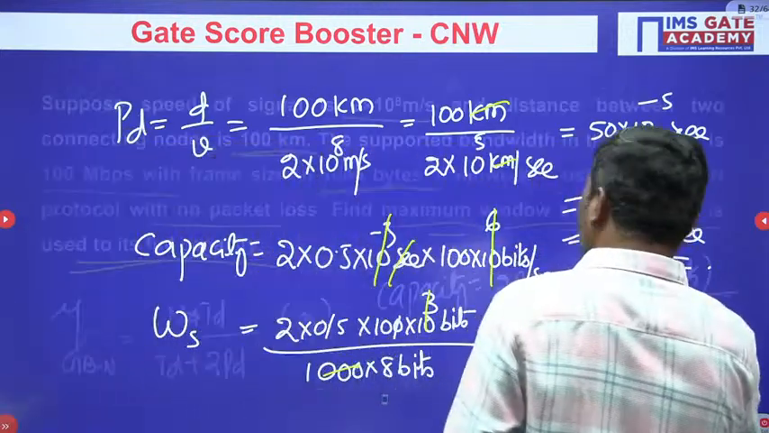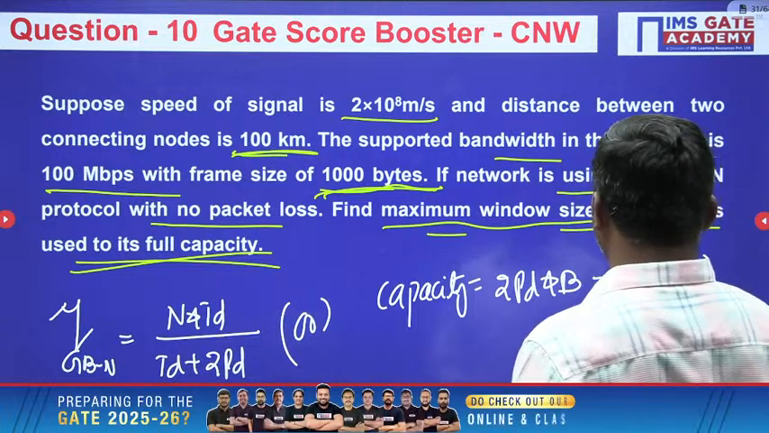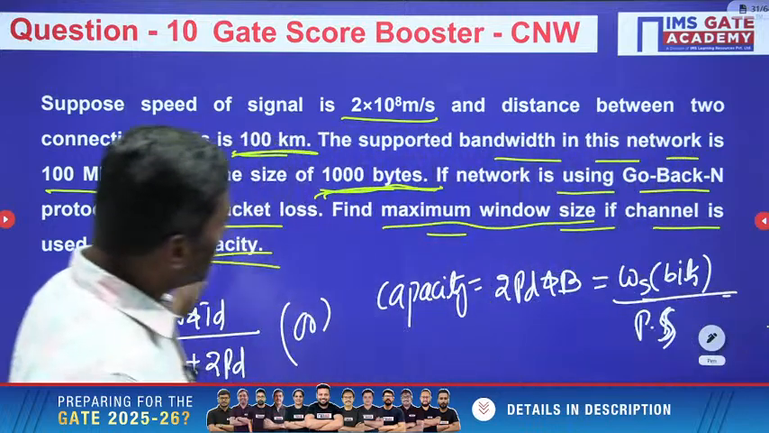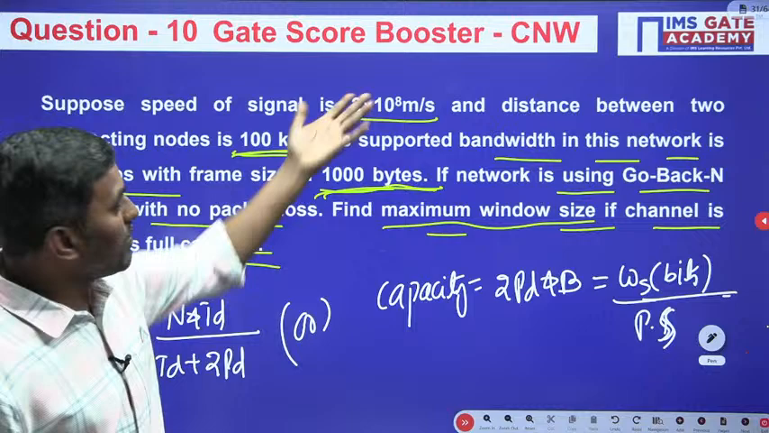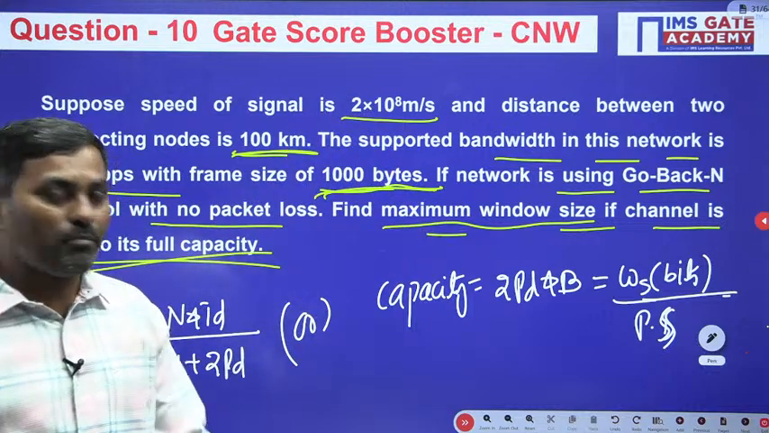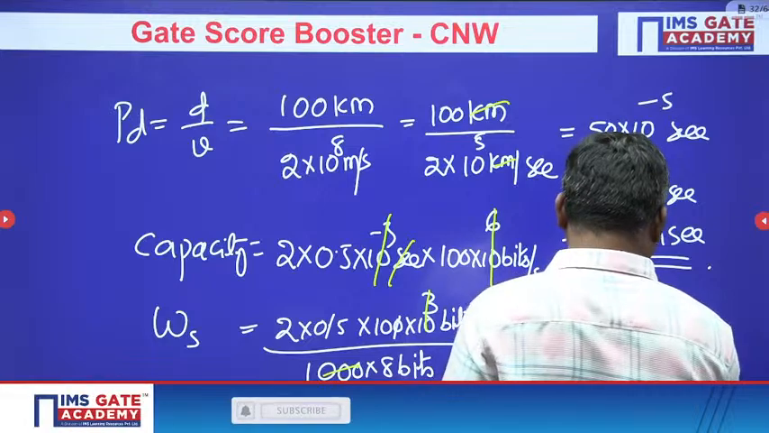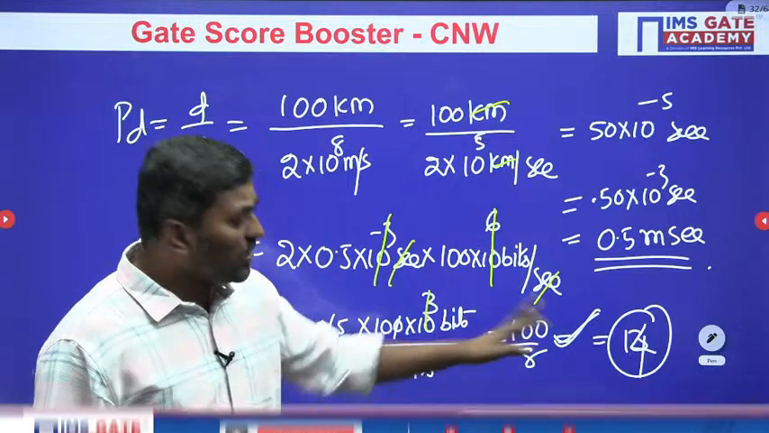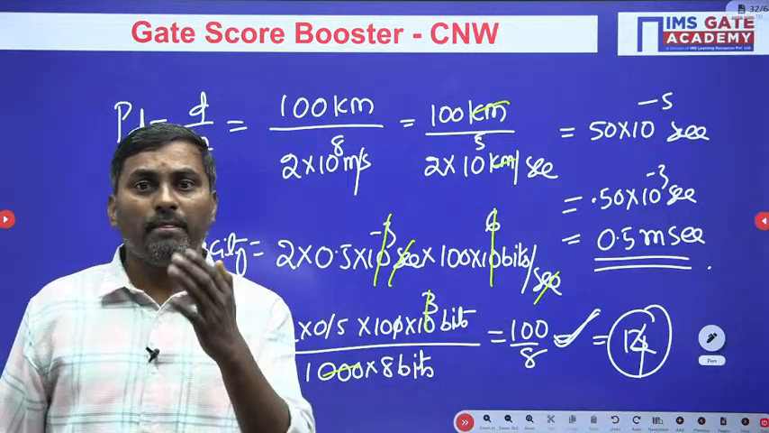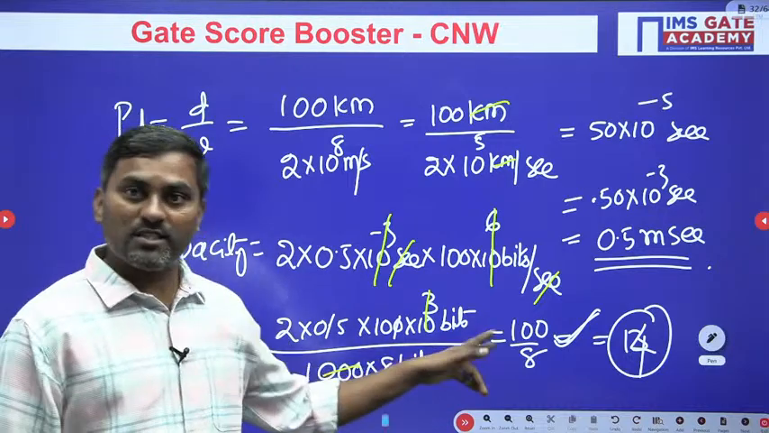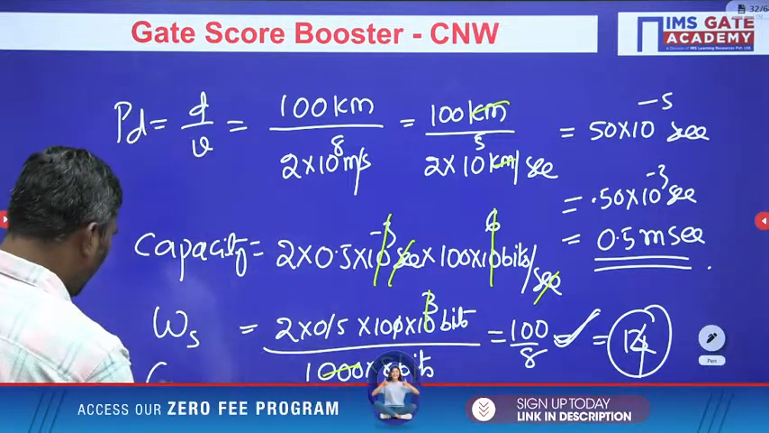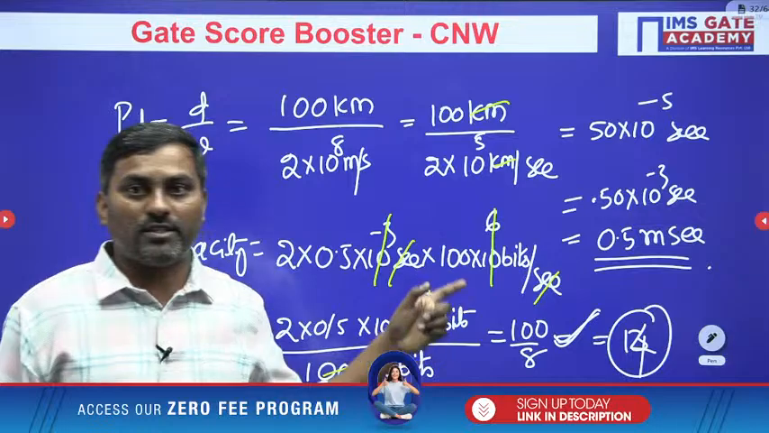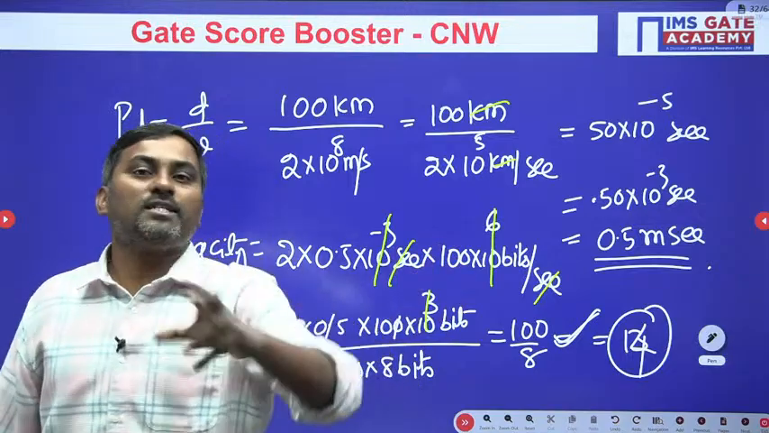Now, if you ask to find the maximum window size when the channel is used at full capacity, what does that mean? 100% efficiency only. Whatever possibility is there, with 13.5 I should answer it as 14 only, because it should be maximum and more than 14 is not going to cross. Definitely they will mention the range. In this case they will give a range, 13 to 14 can be given.